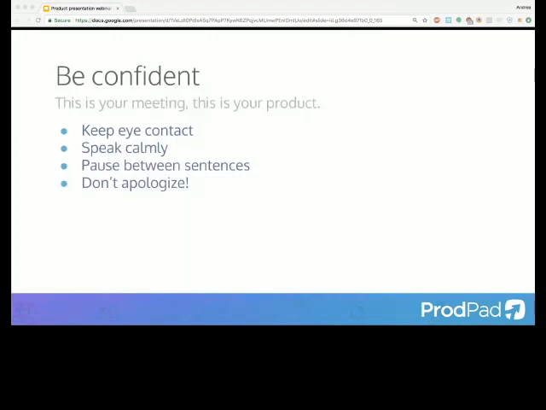Guess what? If you're doubting yourself, nobody actually needs to know. Keep eye contact, speak calmly, and pause between sentences for a little dramatic effect if you have to. You absolutely don't need to rush through anything. Remember that this is your meeting and you are the one that's in control.